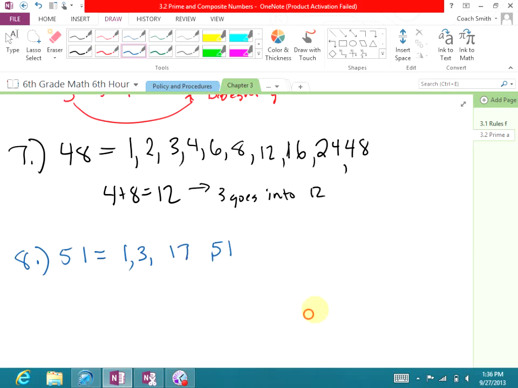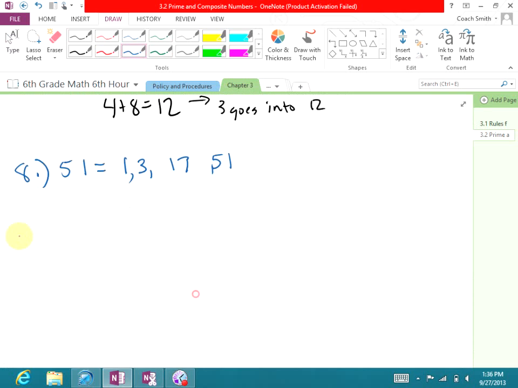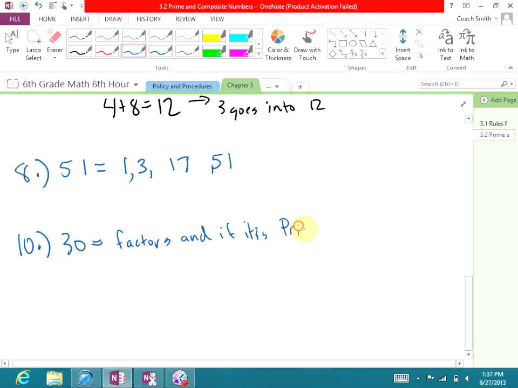All right, now, number 10 says 30, and they want to know the factors and if it is prime or composite. Well, first of all, right off the bat, you know it's composite. The reason it is composite is because it's an even number. All even numbers are composite except 2. 2 is not composite because 2 only has 2 factors. Okay?